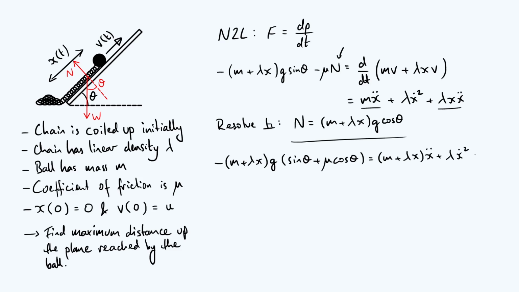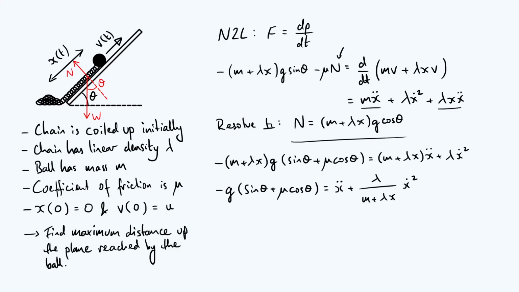squared at the end. Now, because we have this m plus lambda x factor appearing in two different places, it's kind of tempting to divide by that. So let's do that and see if it makes our equation look a little bit simpler. So on the left-hand side, you're going to have minus g into sine theta plus mu cos theta. Your acceleration term is now just going to be x double dot because we divided through by that coefficient. And then you're going to have a fraction, which is lambda over m plus lambda x into x dot squared.